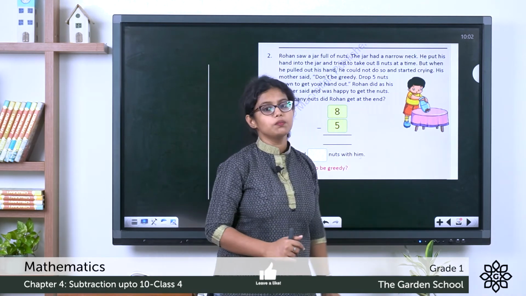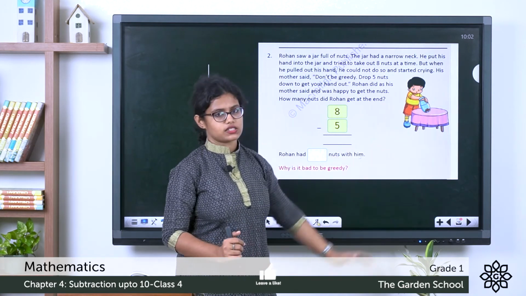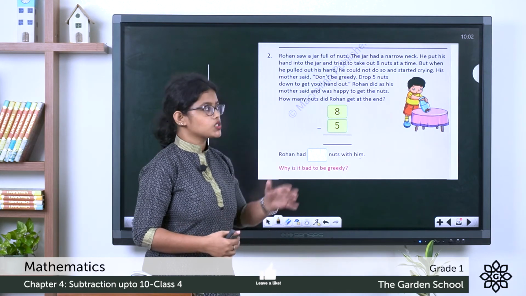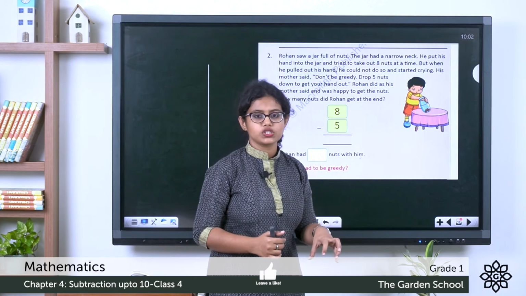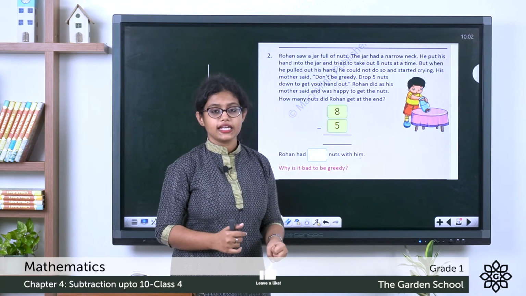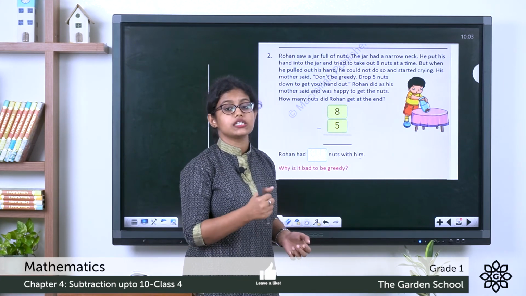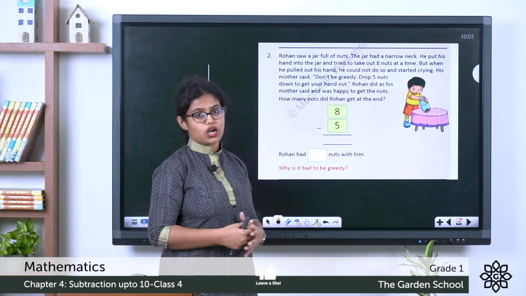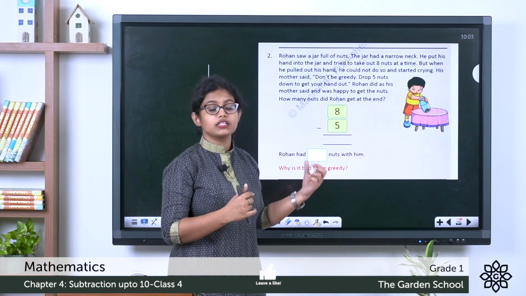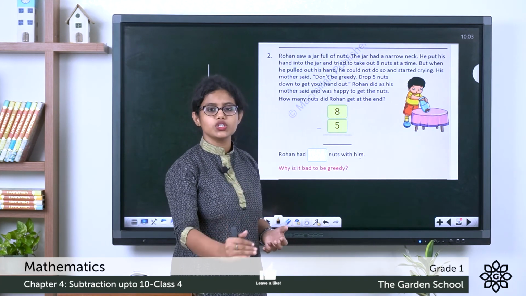You can see a little boy named Rohan. Rohan saw a jar full of nuts and he wanted those nuts. Do you know what he did? He put his hand in and tried to take out 8 nuts at the same time. But he was not able to take his hand out of the jar. He started crying and his mother came. His mother told him he can drop 5 nuts back into the jar.